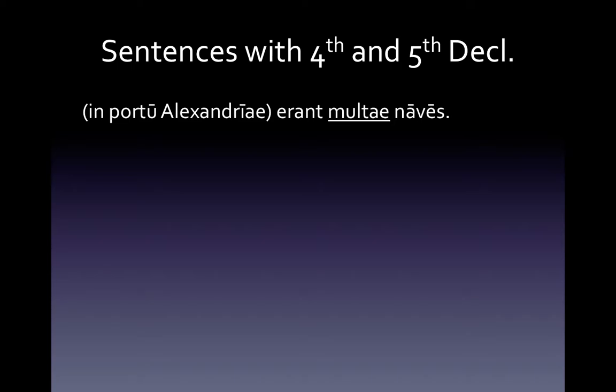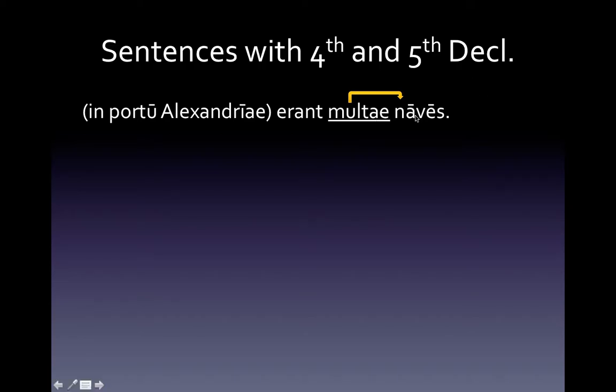All right, so: In portu Alexandriae erant multi naves. Portu here is our fourth declension noun. Alexandriae is genitive, so we're going to want to put that towards portu. Before we do that though, let's do our adjective first. So multi is an adjective, and it could be a couple of different things. It could be genitive singular, it could be nominative plural.